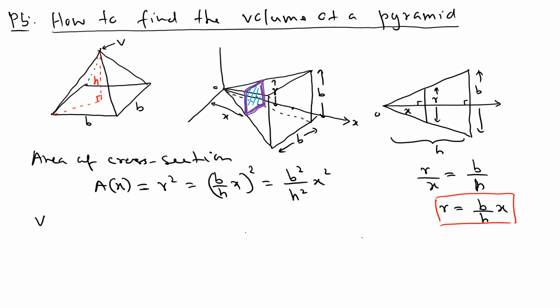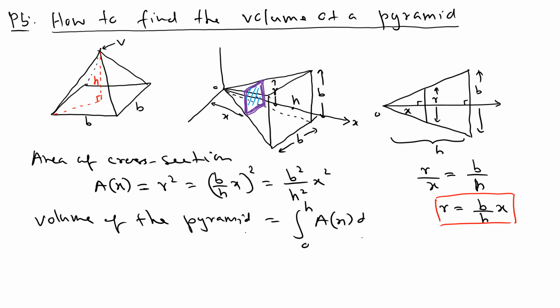So the volume of the pyramid is the integral of A of x dx. What are the limits? It's going to start with 0 and go all the way to the height h. So we plug in here: the integral from 0 to h of b squared over h squared x squared dx.